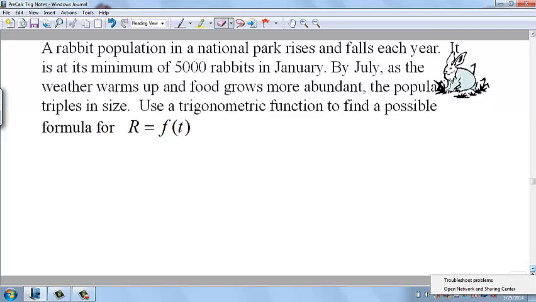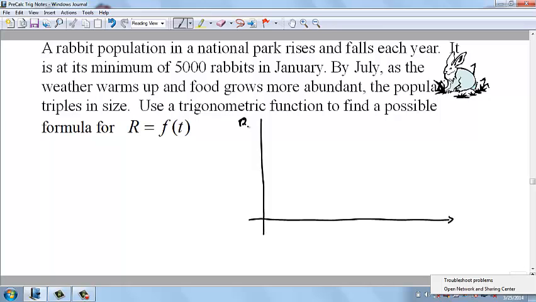So let's first draw a picture, and life is in quadrant 1, so I'm going to make this big enough so we can see what's going on. They said r equals f of t, so this is the number of rabbits. We're going to call this r right here. And we're going to do time here. It looks like it's in months because they said January. So they're talking months.